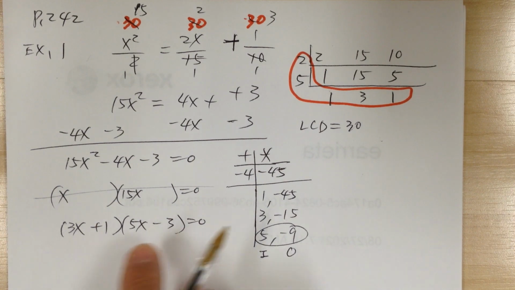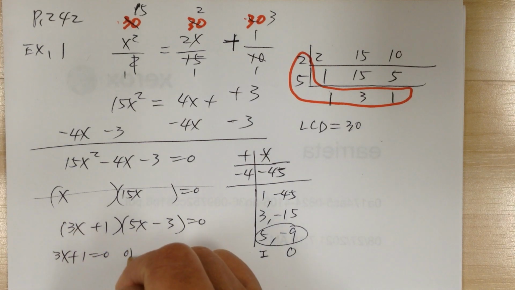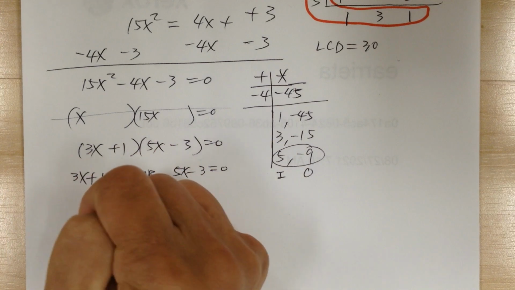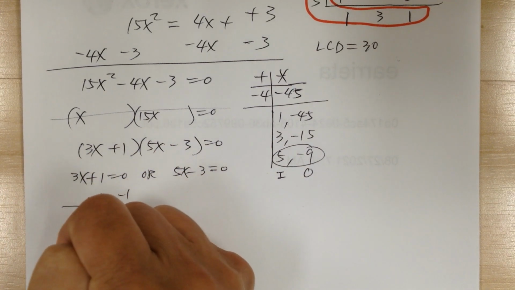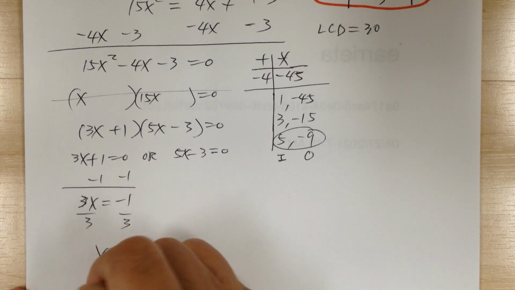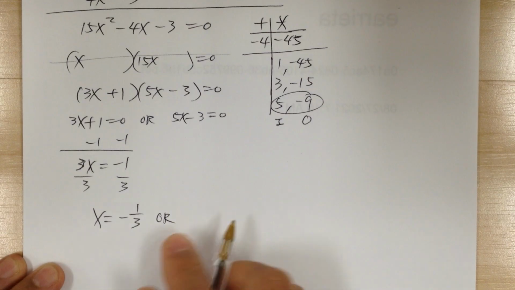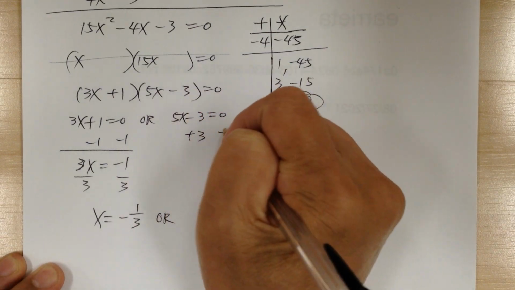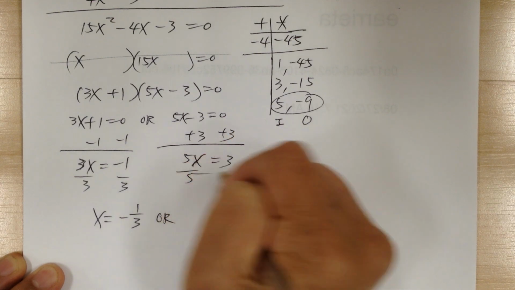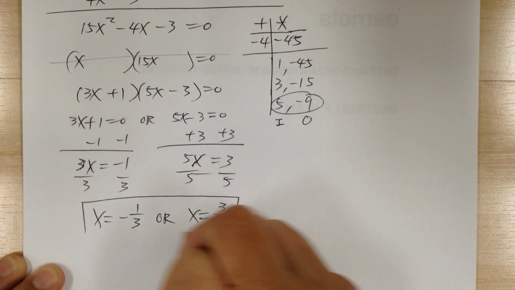Then after that, you want to set it equal to 0 so you can solve. So set this equal to 0, set this equal to 0. From here you can minus 1 on each side, so 3x equal to negative 1, then divide by 3. So x equal to negative 1 over 3. Now remember you need to have an or over here. So plus 3, so you get 5x equal to 3, divide by 5, so x equal to 3 over 5. And that's your answer.